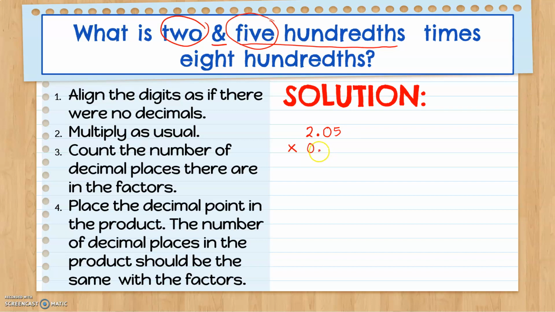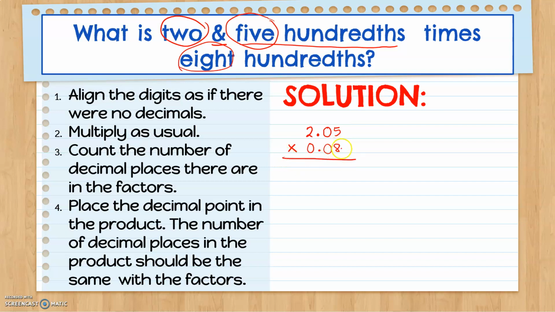So we put a decimal point after it. Then the digit 8 should be in the hundredths place as well. So meaning to say there's no digit in the tenths place. So we have to fill it up with placeholder 0, then the digit 8 should be in the hundredths place.